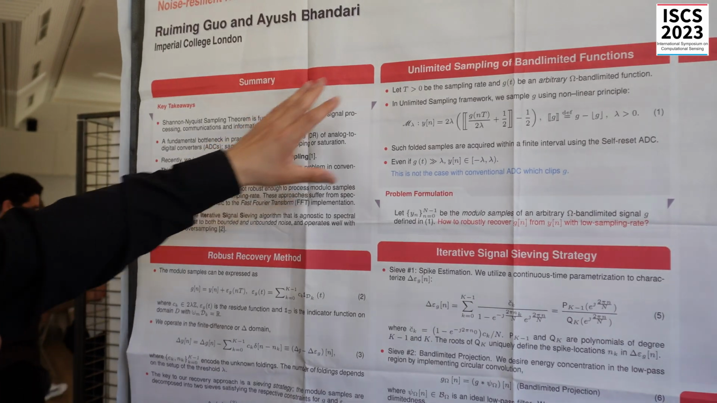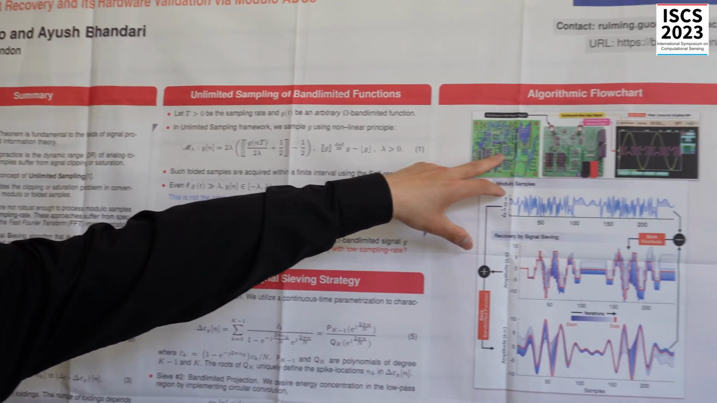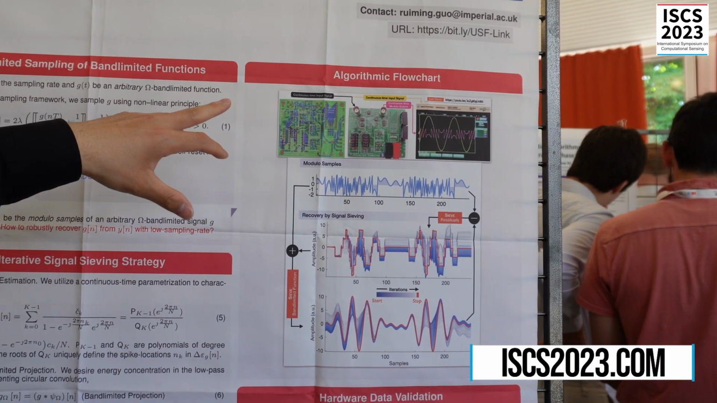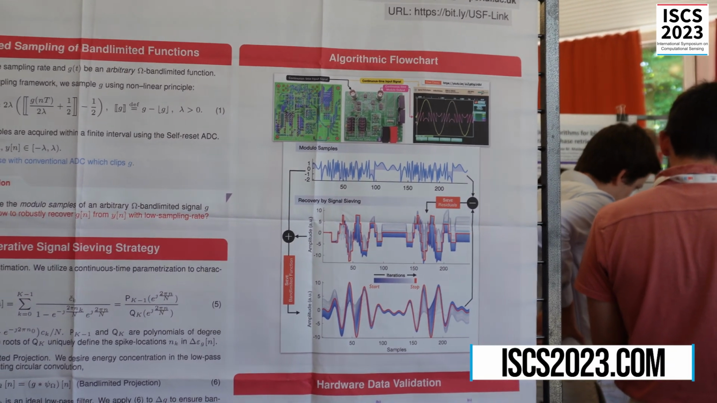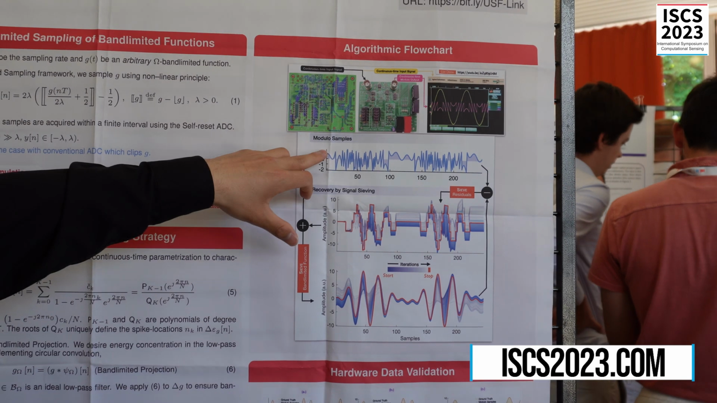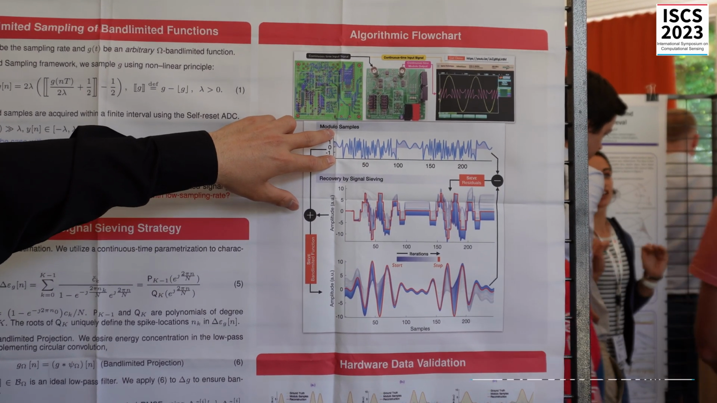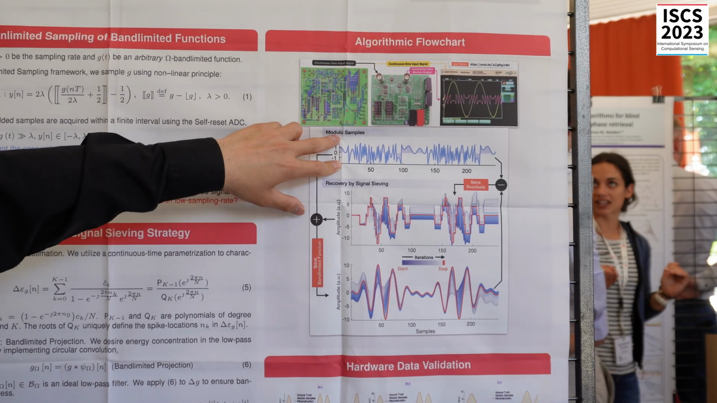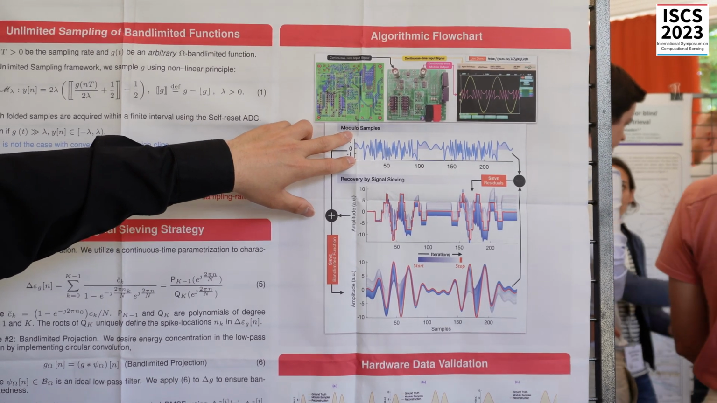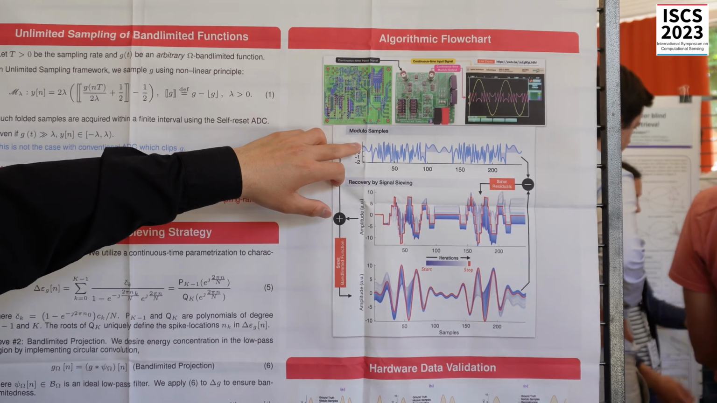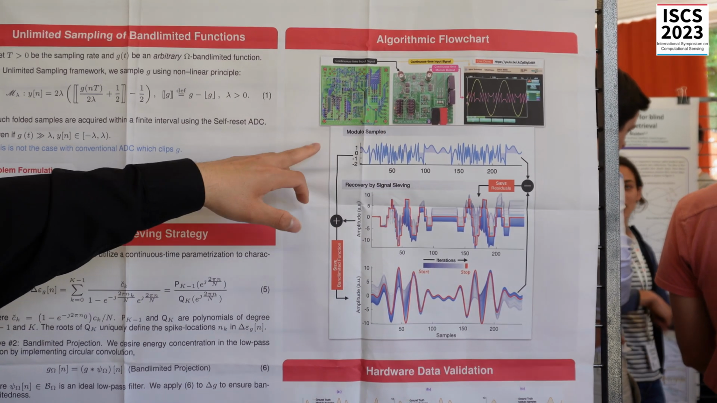So here we have a USF, the hardware device. The key message is that before point-wise sampling, we fold the signal into a fixed dynamic range, like this one. By this, we have a fixed dynamic range, and we have higher digital resolution for free, independent of the input signal. But the problem is how to recover the signal from the modulo samples.